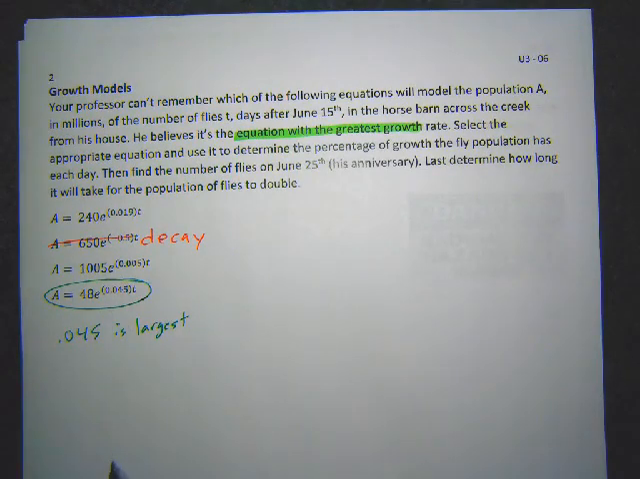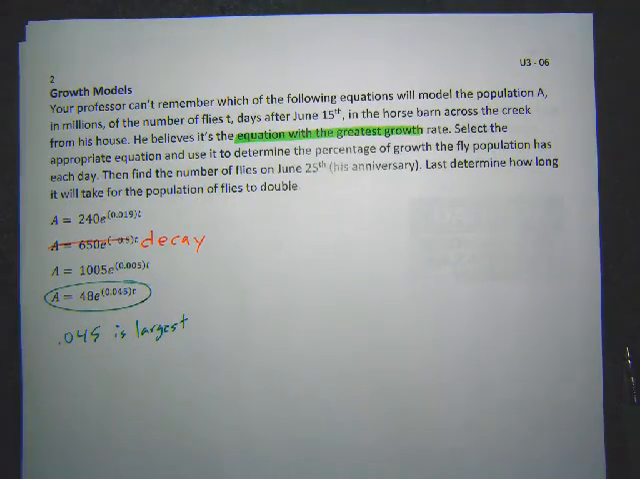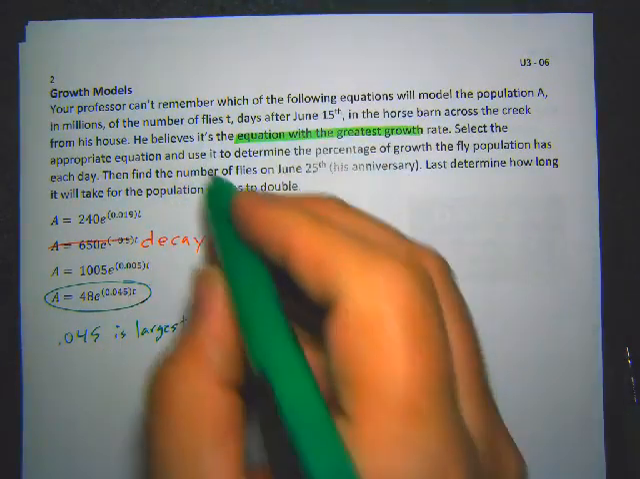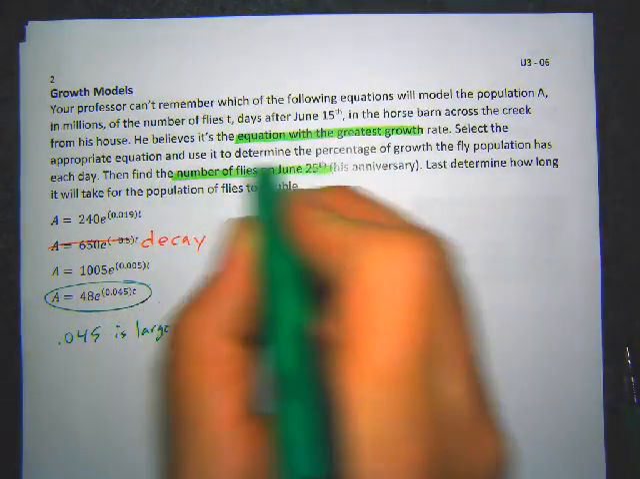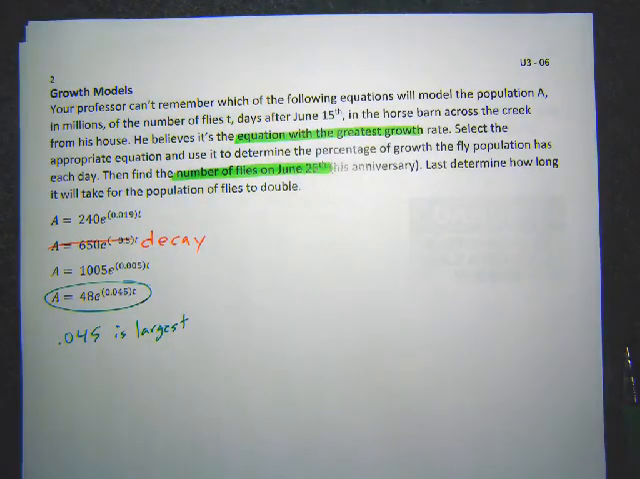So we're going to use this equation, and we want to find the number of flies on June 25th, which is my anniversary. It's already past this summer, but June 25th is my anniversary.